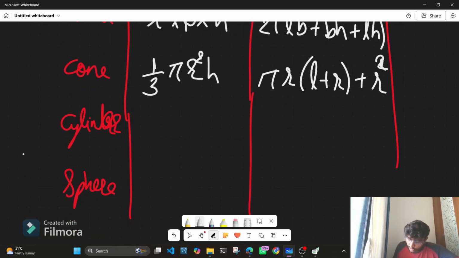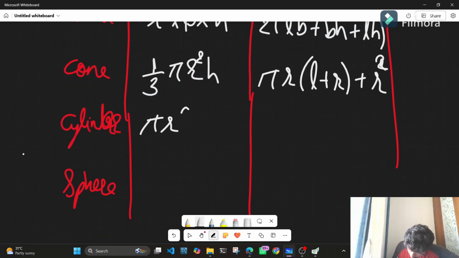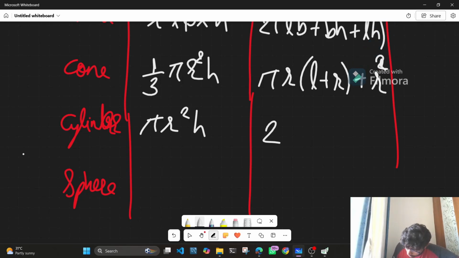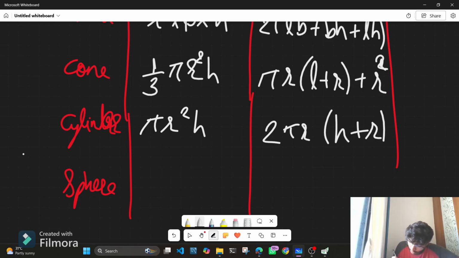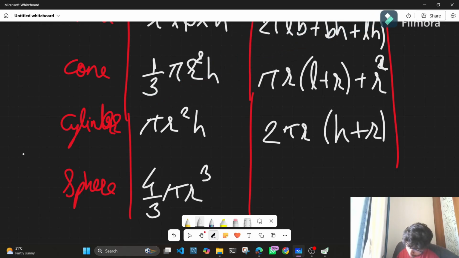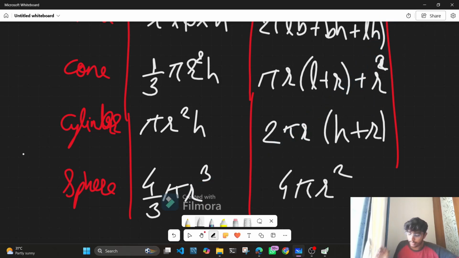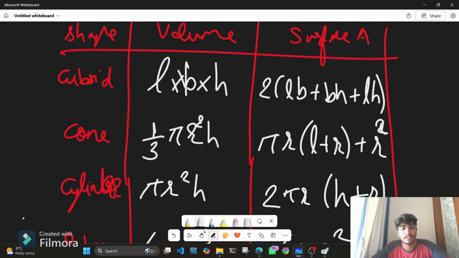Now for a cylinder, my volume is pi r square h. The surface area is 2 pi r into (h plus r). And for a sphere, my volume is 4 by 3 pi r cube. Surface area is 4 pi r square. Okay, I hope that is clear.